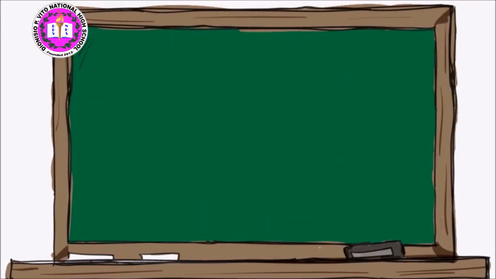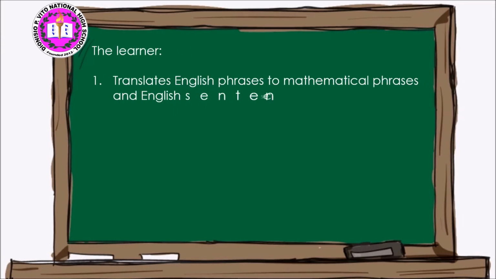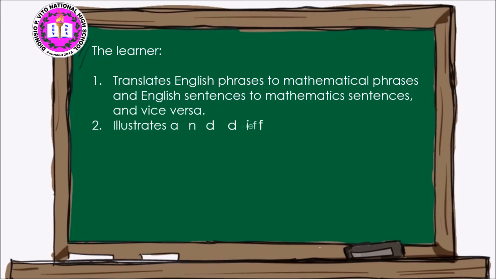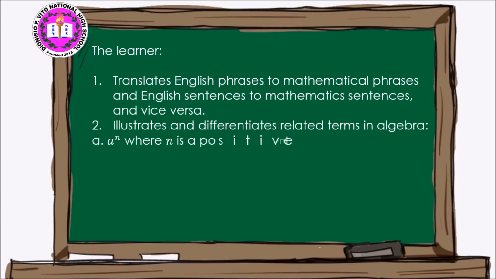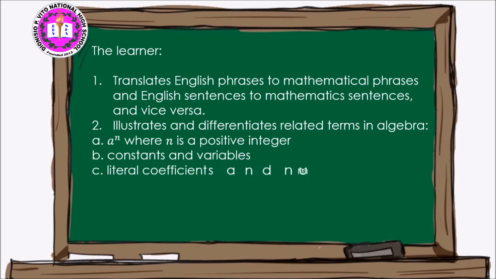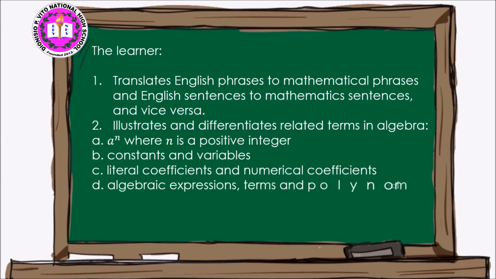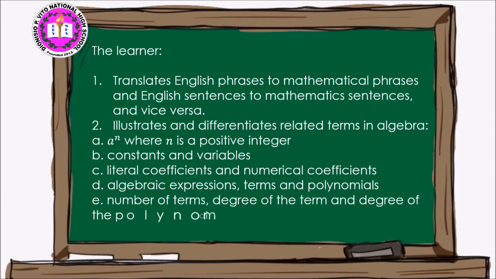Our most essential learning competencies in these lessons are: the learner should translate English phrases to mathematical phrases and English sentences to mathematics sentences and vice versa. Second, illustrates and differentiates related terms in algebra, such as a raised to n, where n is a positive integer, constants and variables, literal coefficients and numerical coefficients, algebraic expressions, terms and polynomials, numbers of term, degree of the term, and degree of the polynomial.